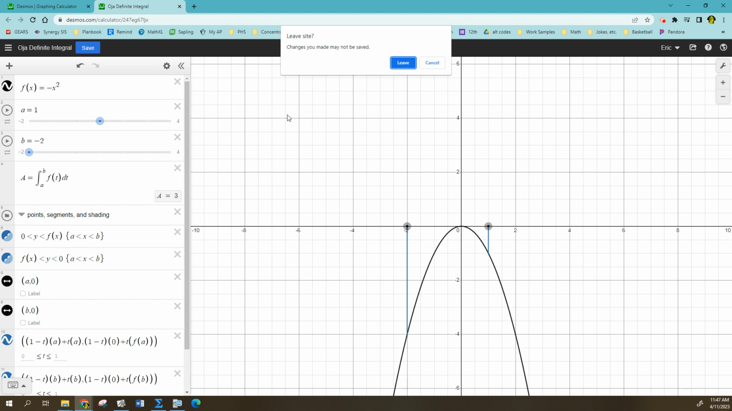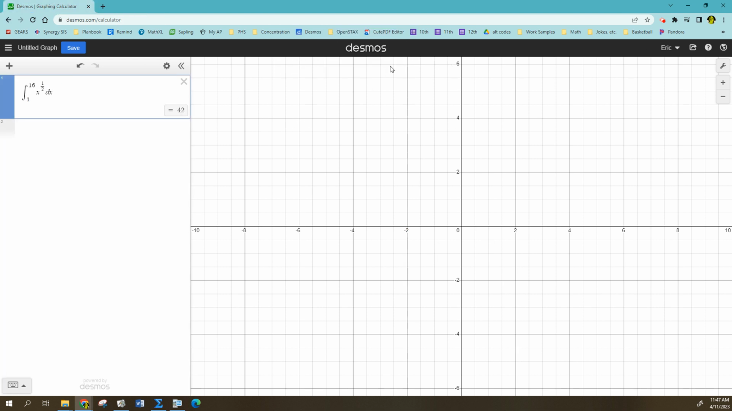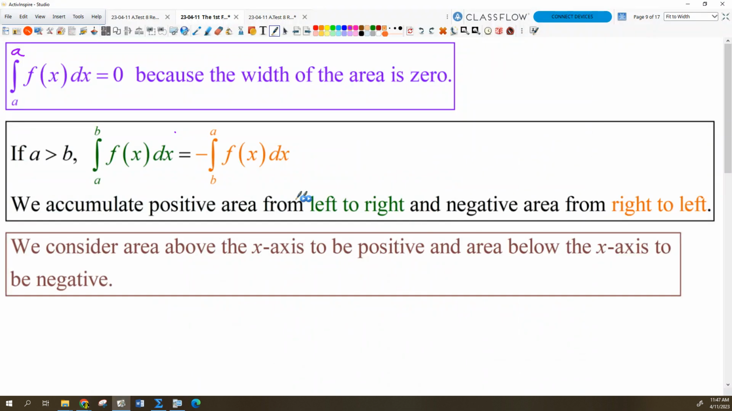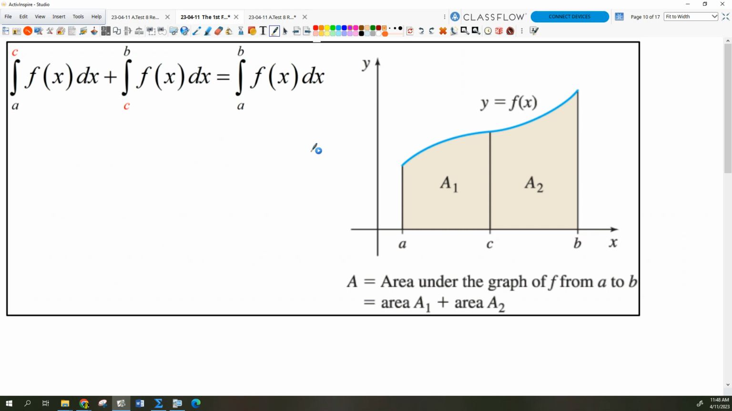Okay, so moving on. What about... okay, and so we looked at those, right? Those just define how we calculate area. Area is positive if it's above the x-axis, added from left to right. Okay, what about this guy?